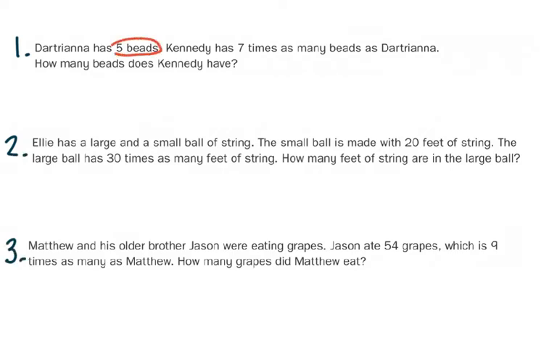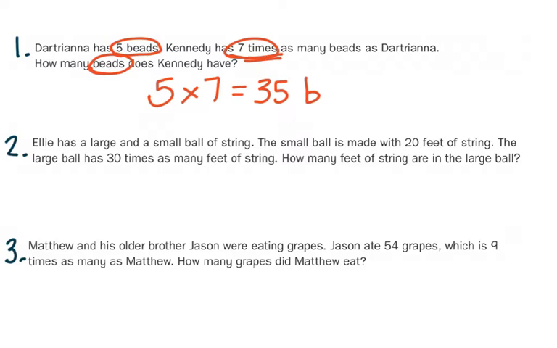Dartriana has 5 beads. Kennedy has 7 times as many beads as Dartriana. How many beads does Kennedy have? On your whiteboard, I would like you to write an equation for this. Dartriana has 5. Kennedy has 7 times as many. Go ahead and write 5 times 7 and solve that basic multiplication fact. Don't forget a label at the end. 5 times 7 is 35 beads.